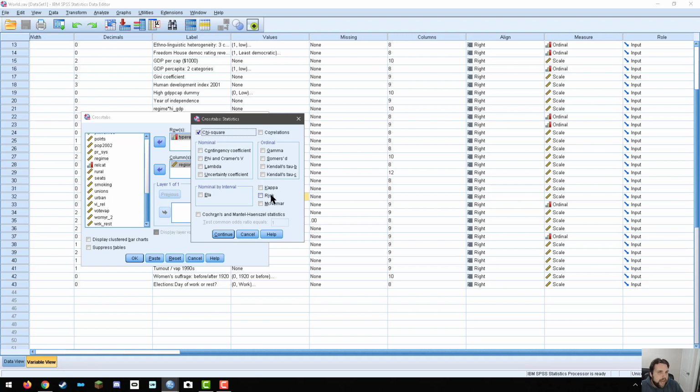I've never actually used Kappa, Risk, McNemar, or Cochran and Mantel-Haenszel statistics. But those are other things that perhaps you're going to take some advanced statistics classes, or maybe in getting your PhD, you're going to be interested in doing some of these types of tests. I'll leave it at that.